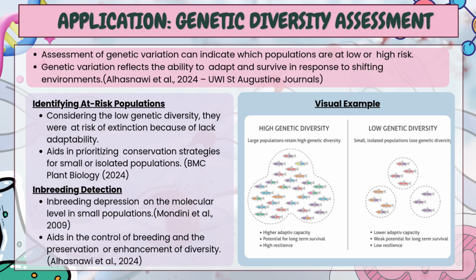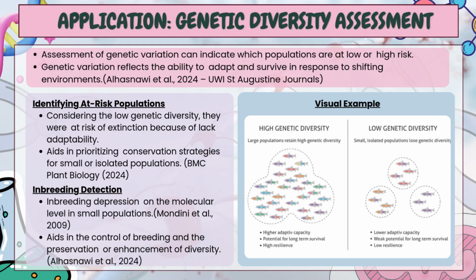And then we go to identifying at-risk populations, which is when a population has low genetic diversity. When genetic diversity is low, the population cannot adapt well to environmental change, so the risk of extinction becomes higher. Because of this, conservation uses genetic information to decide which populations need to be protected first, especially small or isolated populations, as discussed in BMC Plant Biology in 2024.